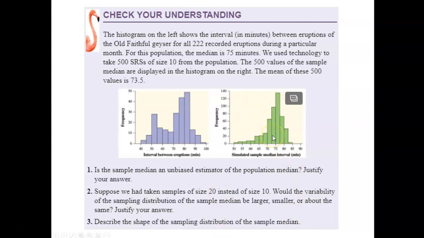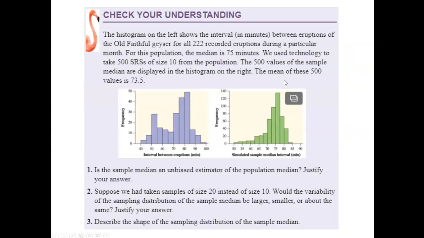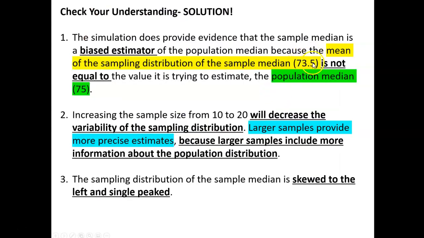All right, pause the video, write down some thoughts. I'm about to show the answers. So the first question, is the sample median an unbiased estimator of the population median? So remember they gave us here the mean of these 500 SRSs is 73.5. So if we compare that to the population median, which they did tell us up here is 75, I know they're close, but they're not equal. So therefore, we do have to say it is not equal to, so it's a biased estimator.